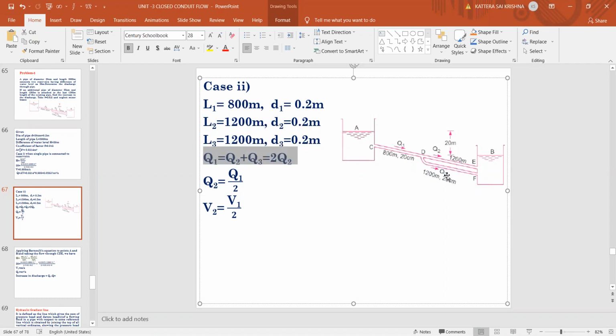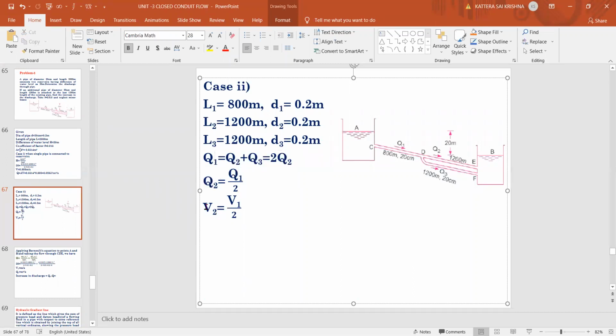So the discharge in both of these is same because the diameters are same. Suppose if the diameters are not same, we cannot take this one as 2Q2. Definitely there will be a difference in the discharge if the diameters are different. Since the diameters are same, we can take both discharges as same, because areas become same. Right. So now Q2 equal to Q1 by 2.